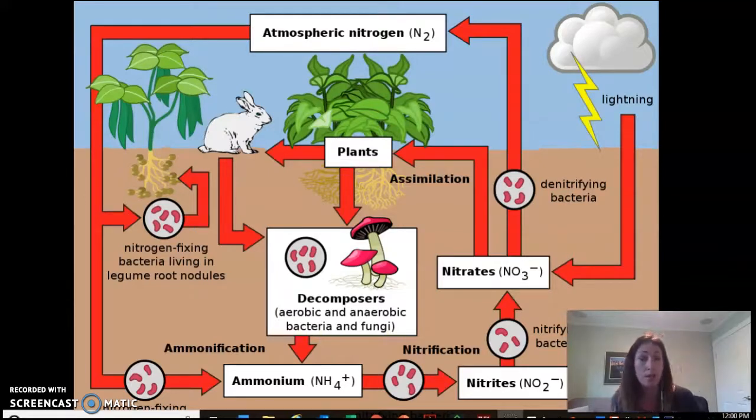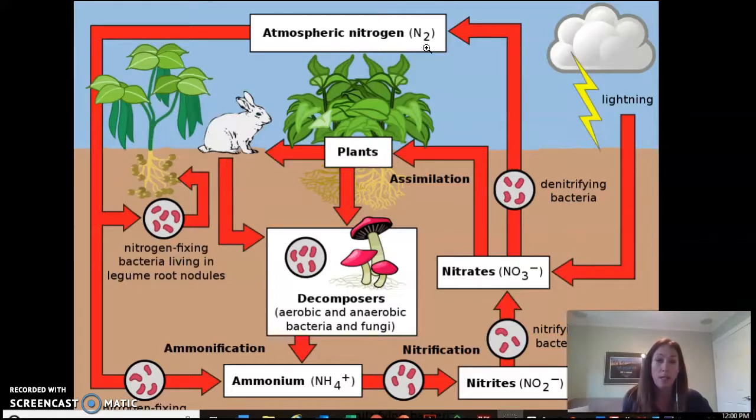Now lucky for us, the majority of the atmosphere is nitrogen. Now the bad part about that is that it's in the form of N2. So nitrogen gas is a form that most living things cannot use. But 78% of our atmosphere is nitrogen, so there's plenty in our ecosystem to be able to cycle through.